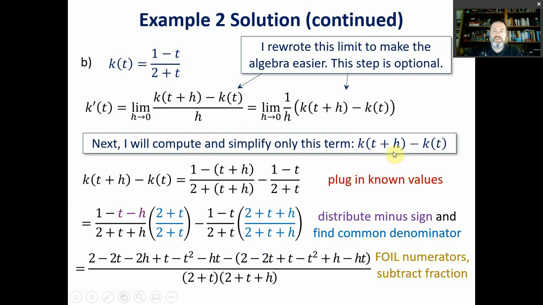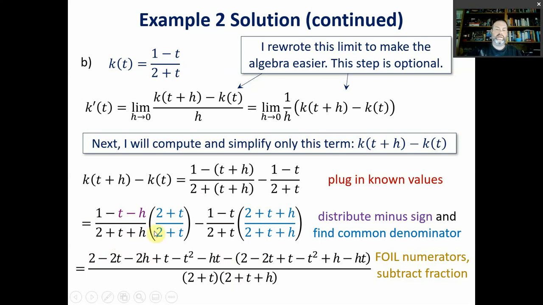So this whole thing right here, this k of t plus h minus k of t, turns into this ugly mess. And this happens a lot in a class like this. It's just a lot of algebra, right? We haven't even done any calculus yet. We haven't done any limits yet. This is all just algebra. Okay, so I FOILed all these numerators, right? So 1 times 2 is 2. Negative t times 2 is negative 2t. Minus h times 2 is minus 2h. And so on and so forth all the way across the top. I just FOILed all those numerators.